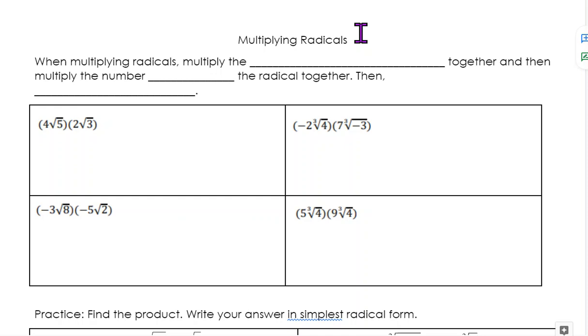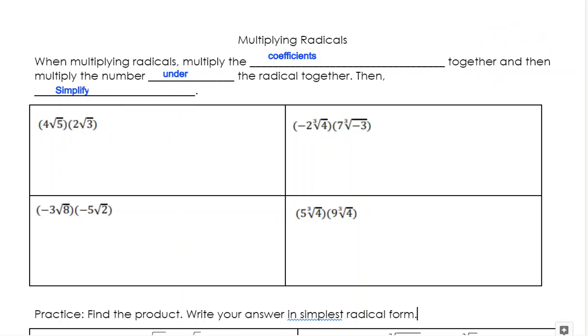And welcome to algebra. All right, today we're going to learn how to multiply radicals. When multiplying radicals, what you want to do is multiply the coefficients. Remember, that's the number in front of the radicals, right? We multiply the coefficients together, and then we multiply the numbers under the radical together. And then we want to simplify.